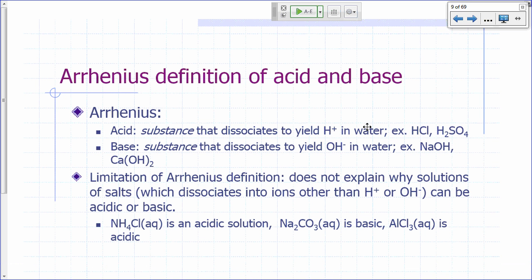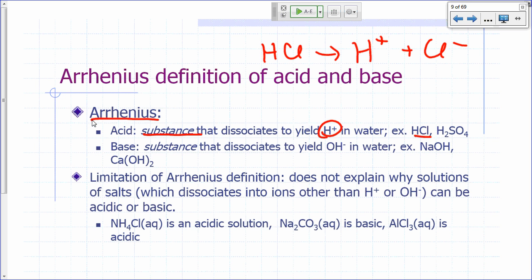All right. The definition I just gave you about acids and bases is what's known as the Arrhenius definition. Arrhenius defined an acid as a substance that, if you put it in water, dissociates to yield H plus. For example, HCl is an acid because in water it breaks up into H plus ions and chloride ions. So what's the effect of putting HCl in water? It causes your H plus concentration to go up.